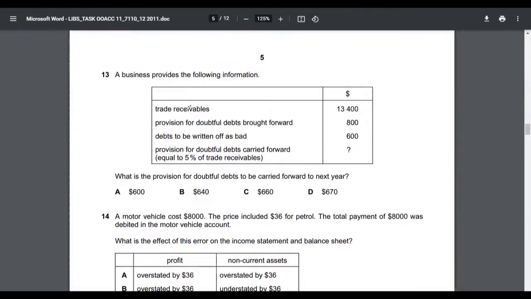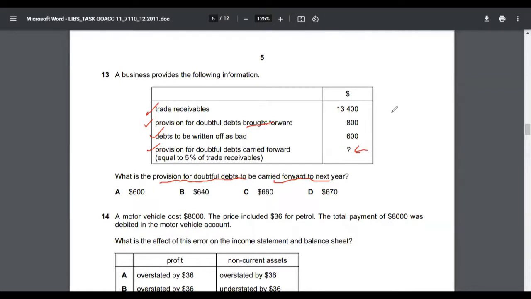Multiple choice 13. A business provides the following information. We have the trade receivables here, we have the provision which is brought forward, we have bad debts, and then we have provision for doubtful debts that we need to calculate because there is a question mark. You can reasonably say that this is what the examiner is asking me. What is the provision for doubtful debts to be carried forward to the next year? So you need to calculate this provision for doubtful debts.